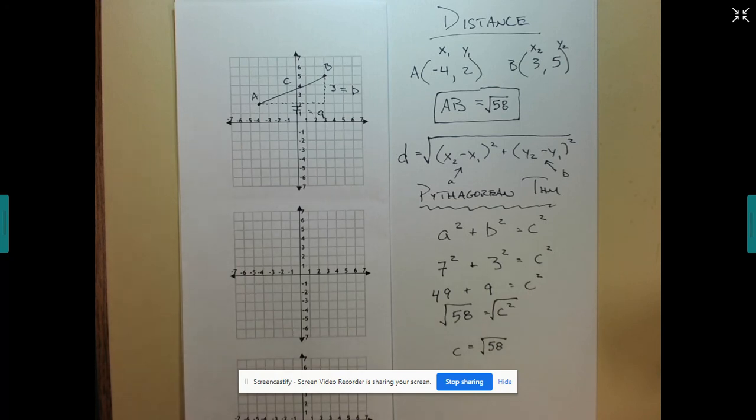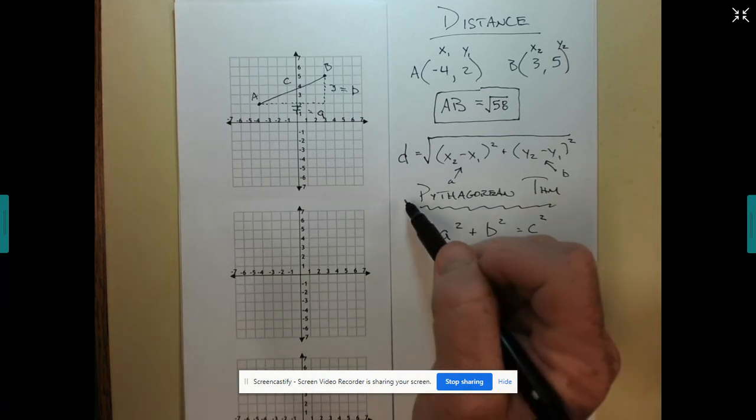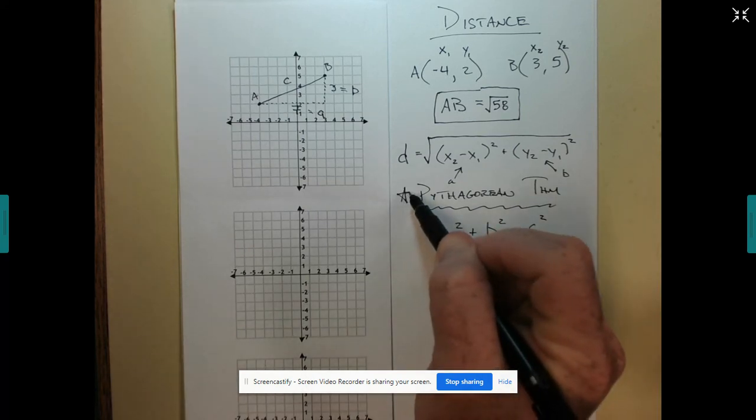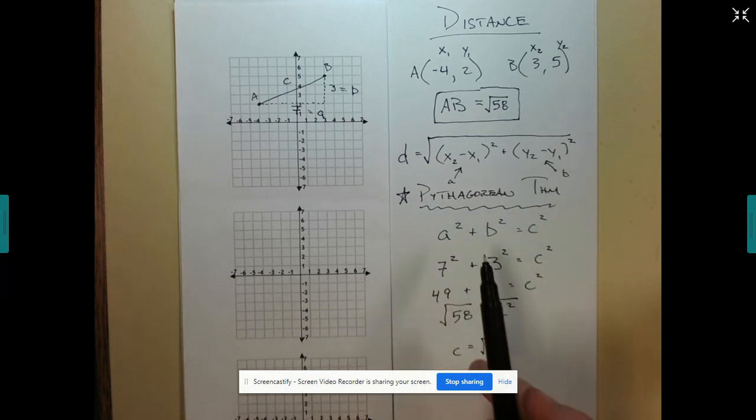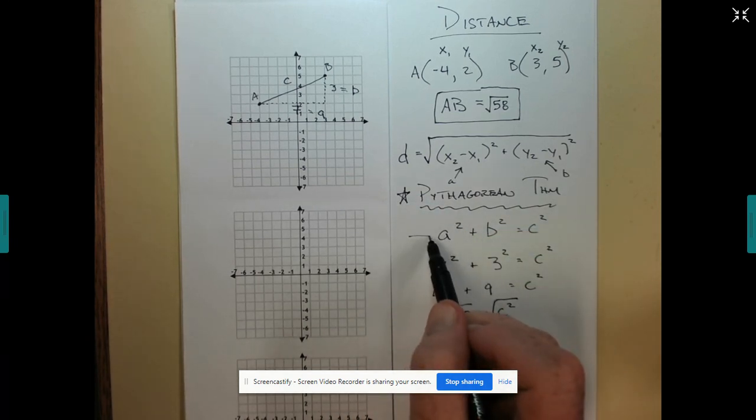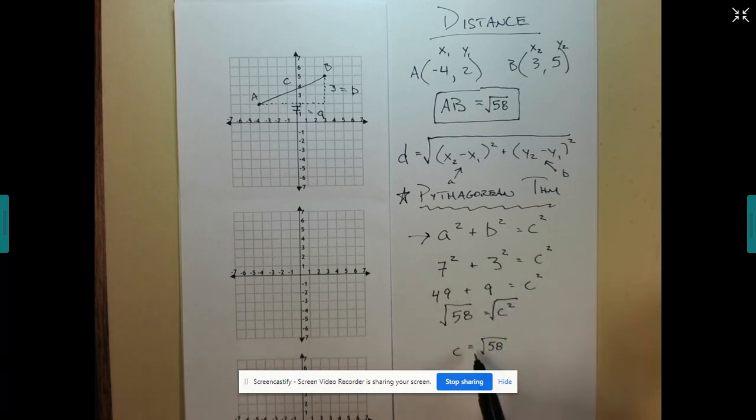All right, so this is the distance formula, but I highly recommend that you look at it as a right triangle. Then you can do the Pythagorean theorem in a slightly easier format.